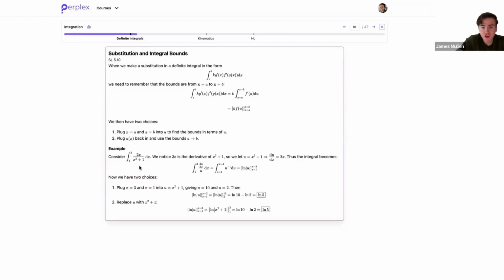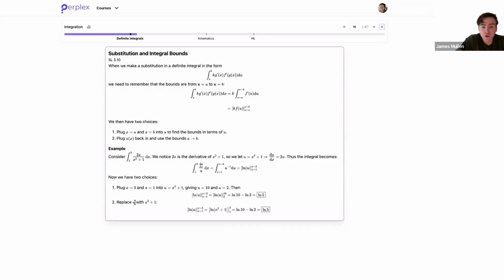So here's an example. I'm not going to show you how you would do the integral, but let's say I had 2x over x squared plus 1, and I do a u substitution with u equal to x squared plus 1. That leads me to the answer ln of the absolute value of u from x equals 1 to x equals 3.